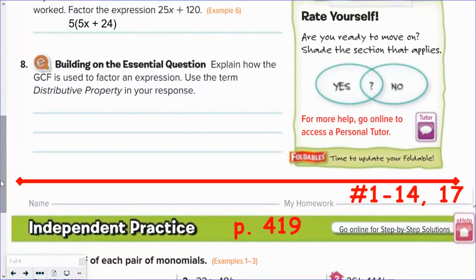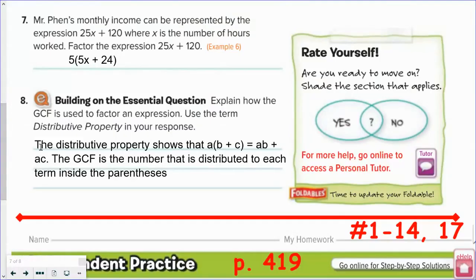Okay, explain how the greatest common factor is used to factor the expression. Use the term distributive property in your response. Say that the distributive property shows that A times the sum of B and C equals A times B plus A times C. The greatest common factor, being the A, is the number that's being distributed to each term inside the parentheses.